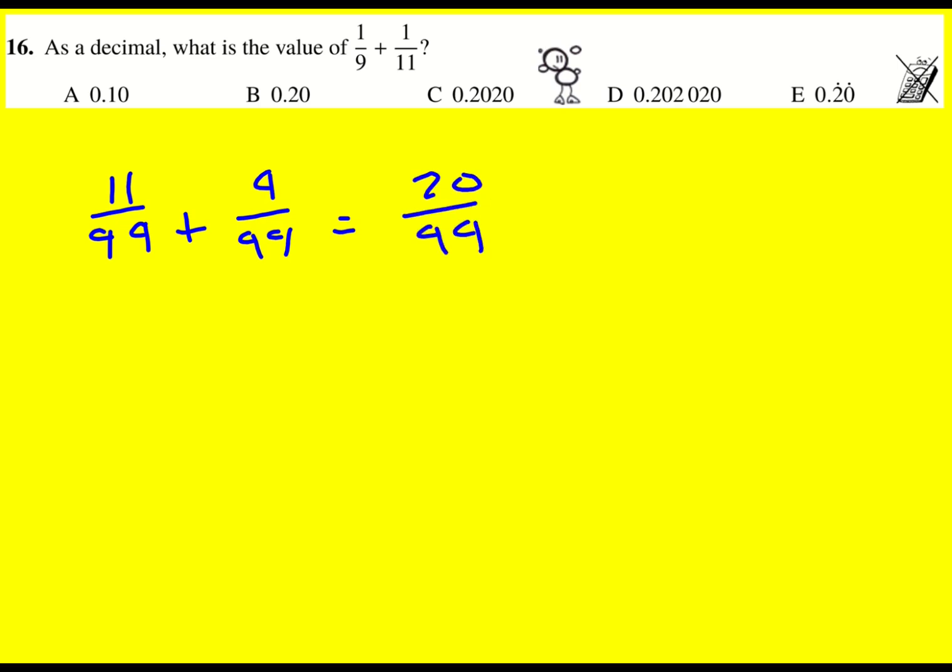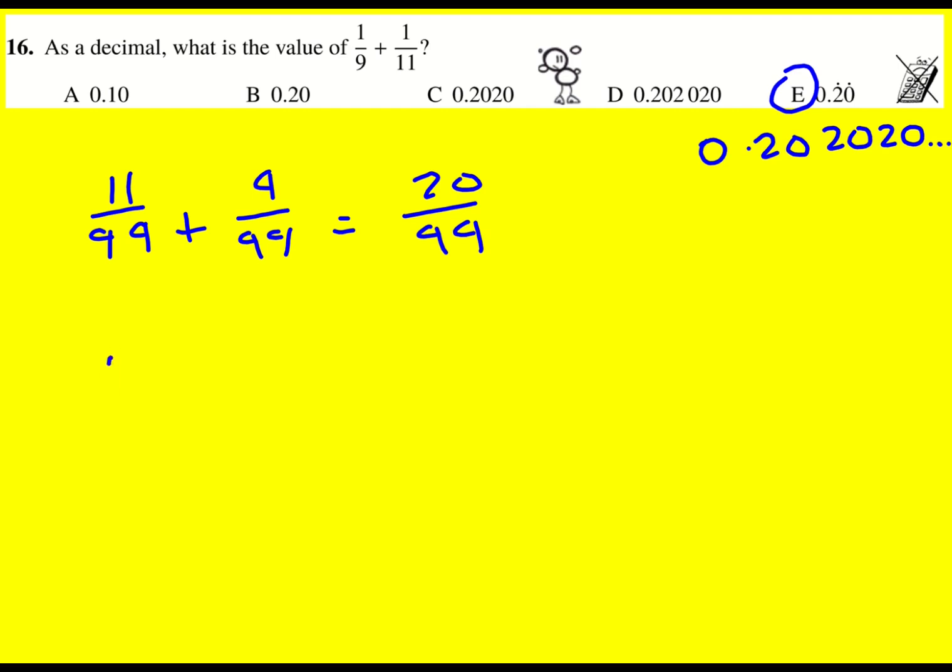Now, the first thing to say is actually this is definitely going to be a recurring decimal because I'm dividing by 99. There's no common factors going on. So the answer is going to be E because none of the others are recurring. That means it goes on forever, 0.202020 forever.